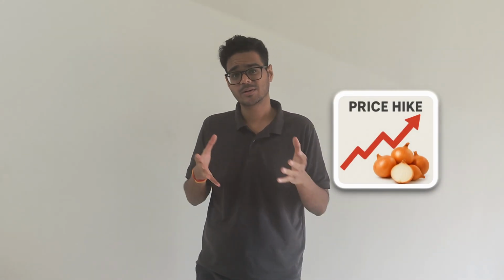Moving on to the third question. The question asks us for a brief economic analysis of the Indian onion price spike in 2019 and 2023, when the prices jumped to about 150 rupees per kilo from the usual 30 to 40 rupees.